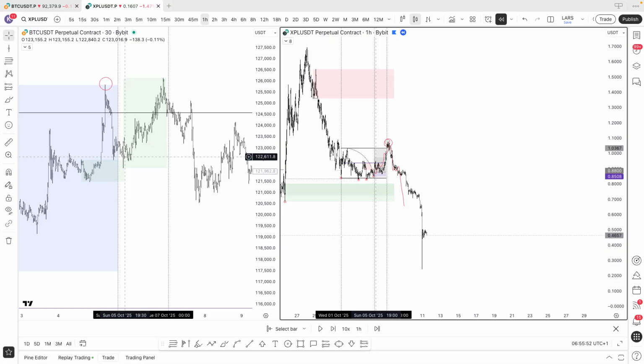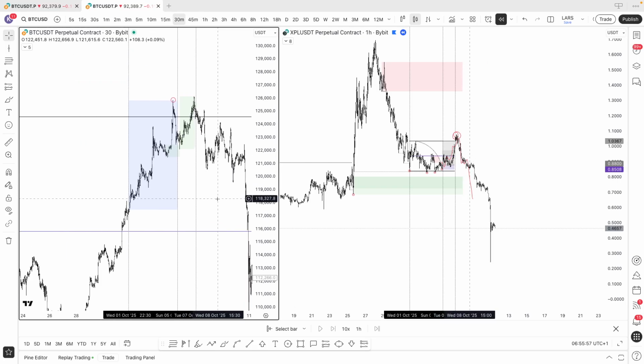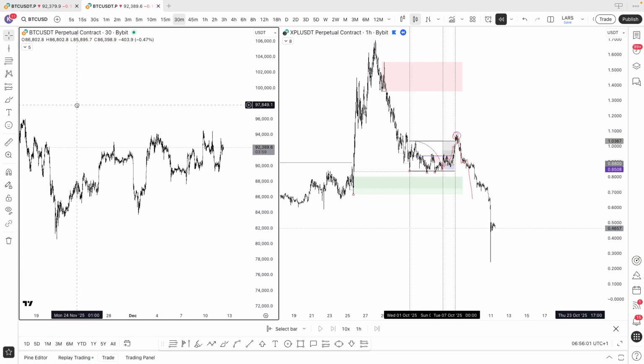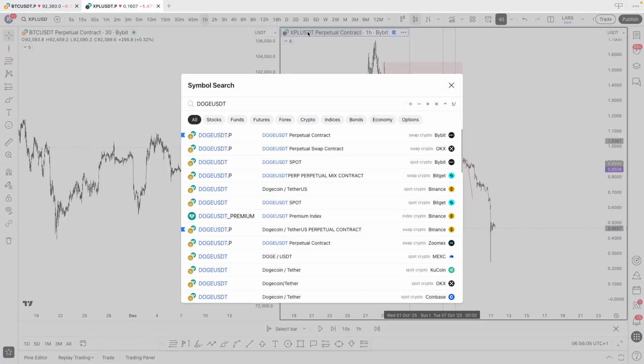Okay? Now, the other example is actually from a most recent situation that we also already briefly discussed, which is on Doge right here.